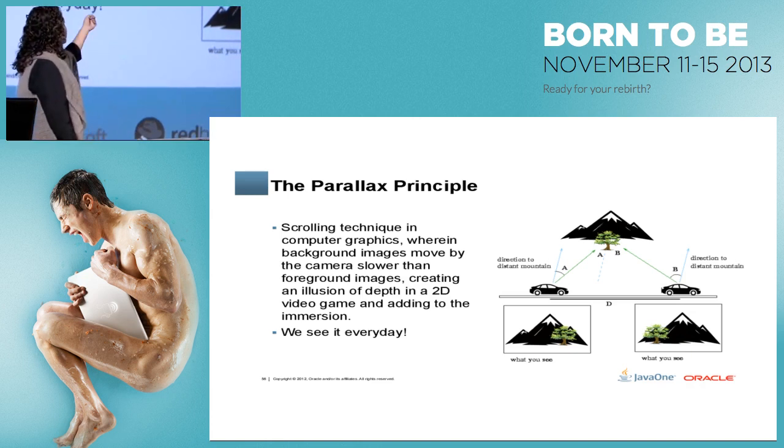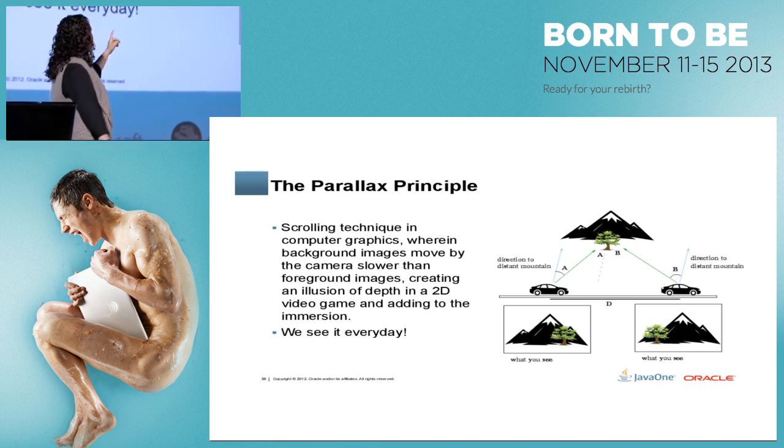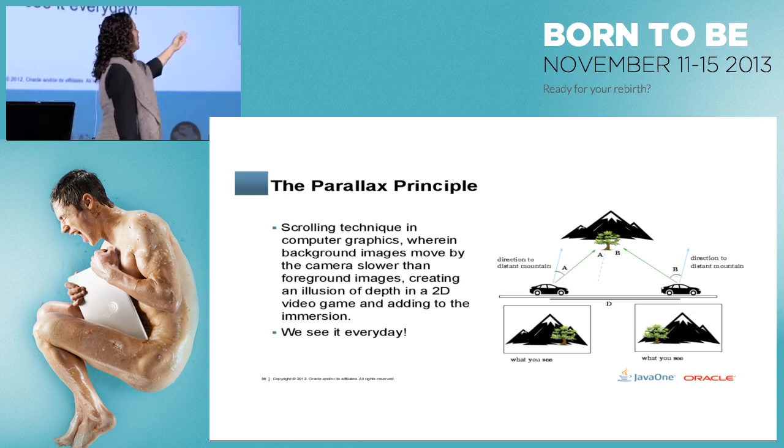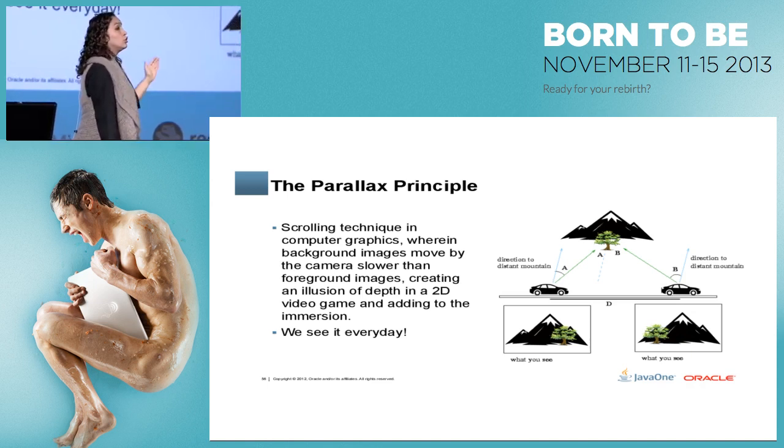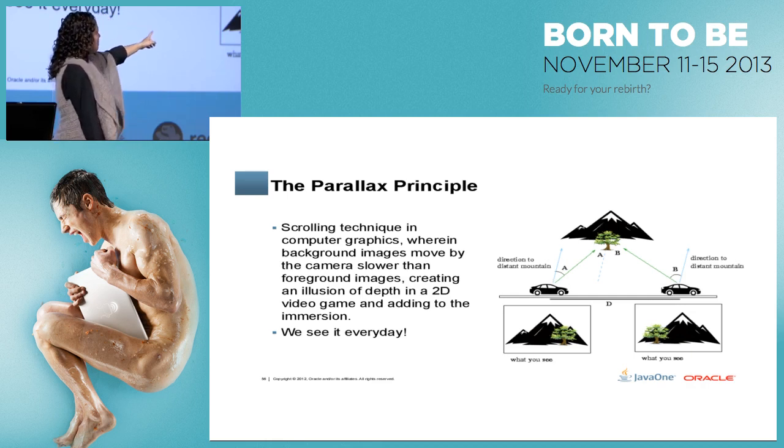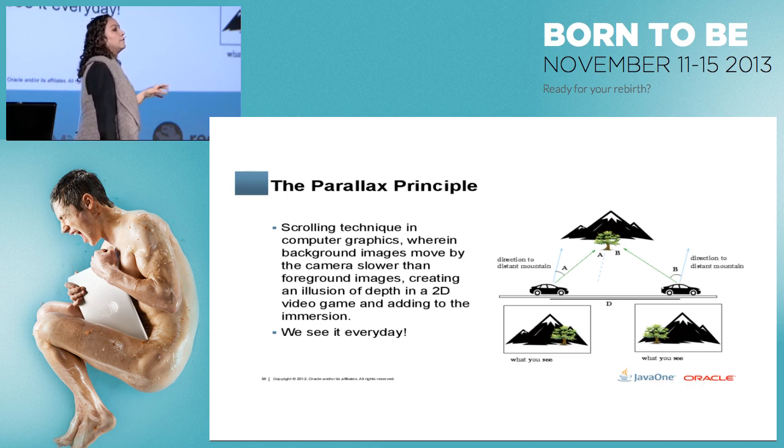Think about that scenario. When you're driving in your car in position A, you see the tree on the right-hand side of the mountain. As you move on, because the tree is closer to you compared to the mountain, it gives the impression that it's moving faster than the mountain. So when you go to position B, you see the tree on the other side. The environment hasn't changed. What has changed is your perception of the environment, and that's what the principle is about.